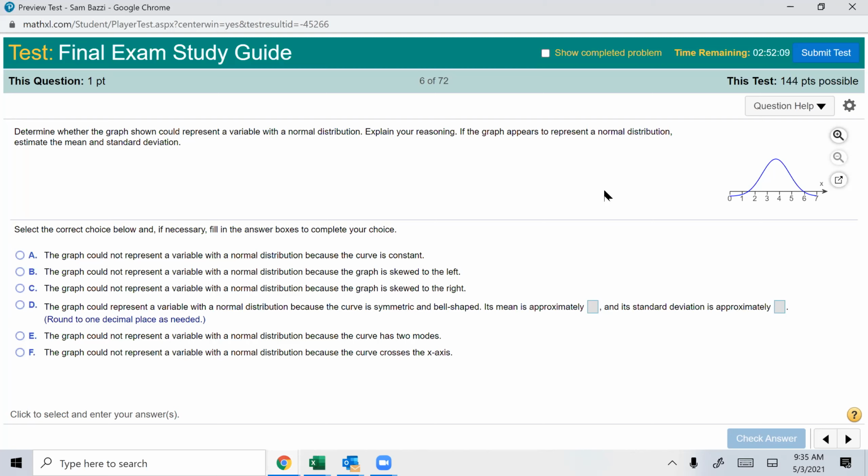No, because it crosses the x-axis. Actually, a normal distribution, guys, is supposed to go along with the x-axis but not touch. So it's supposed to be like this. So you just pick the answer that says this crosses the x-axis. That's why it could not represent a normal distribution.